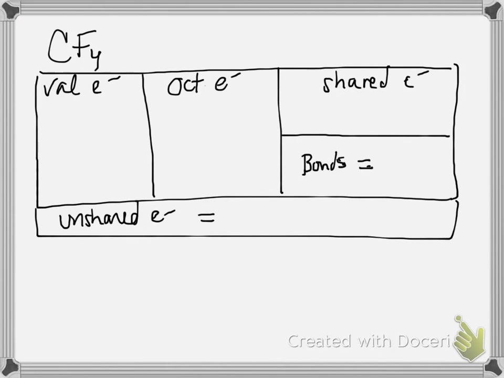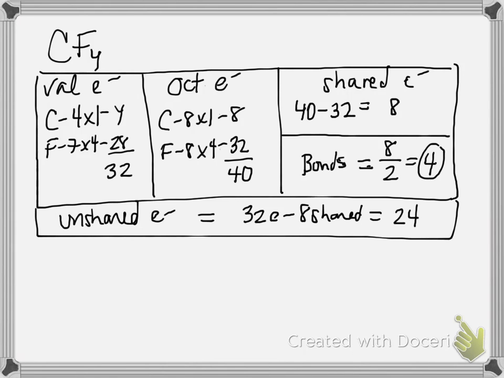Okay, and this is the beginning of the Lewis structure for CF4. We've done the math. We find 32 valence electrons. They would like to have 40. Therefore, they're sharing 8, which means there are 4 bonds. There are 24 unshared electrons.